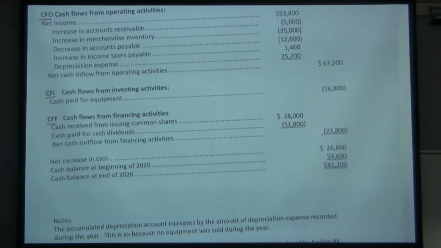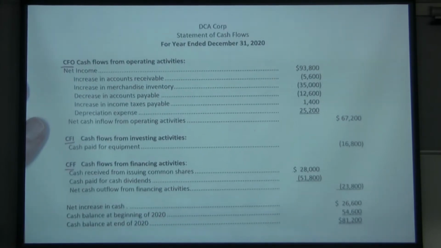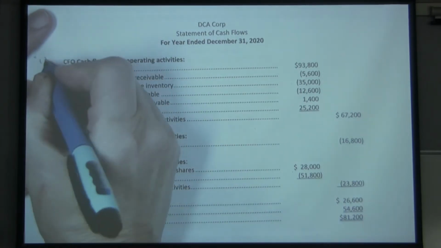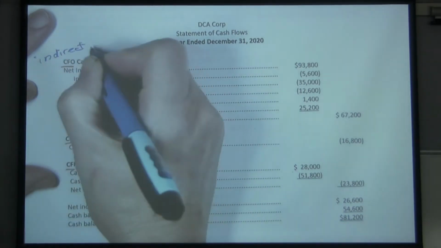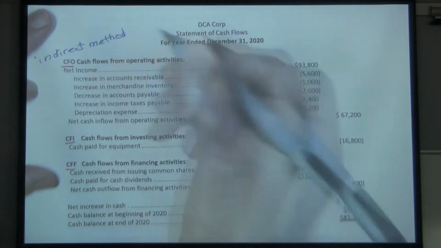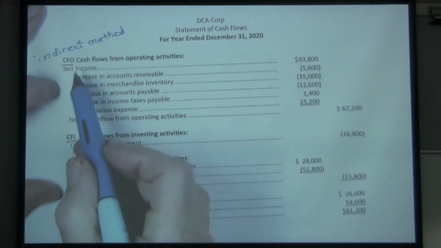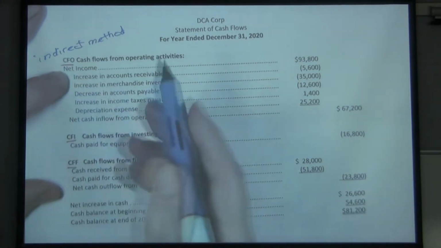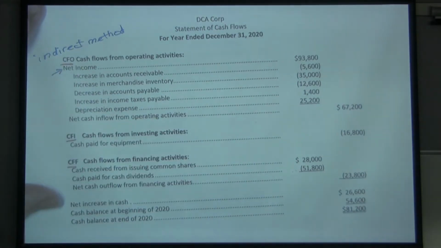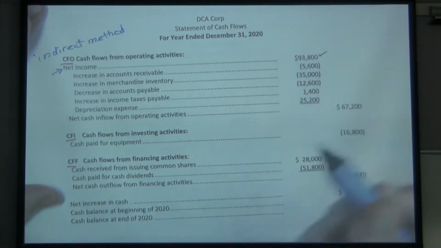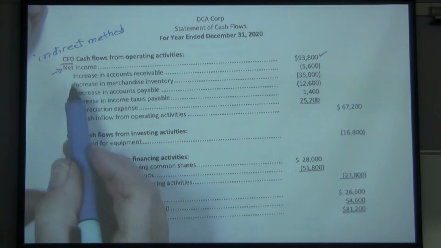To do that, we need to go and look at more information about our changes in our balance sheet. But this is the final result of a statement of cash flows. For our CFO section, this is called the indirect method of creating the CFO section. The textbook also mentions the direct method, but you won't need to know that. So for the indirect method, we start with our net income amount, which we take from, of course, the income statement. So there's our net income, and we're going to add and subtract changes to our working capital.